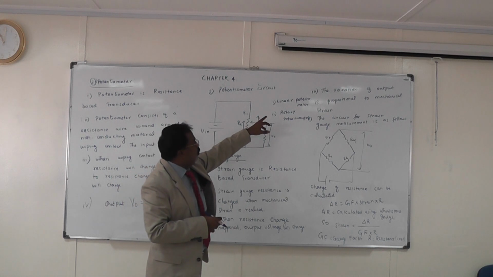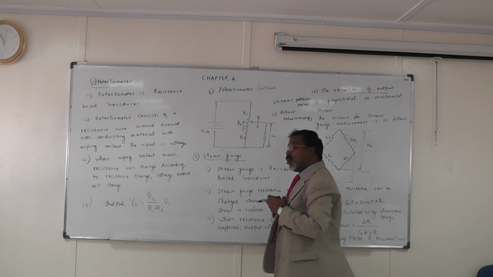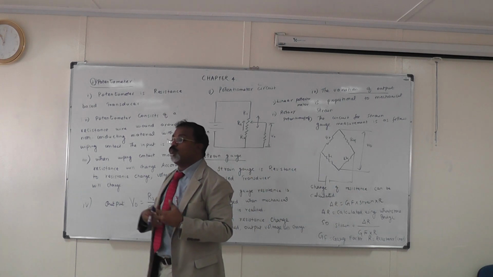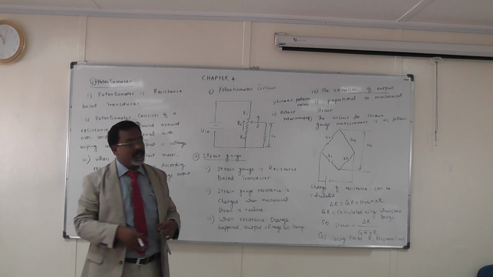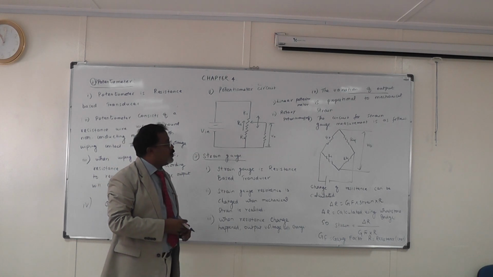See, the variation of output is proportional to mechanical strain. How much is the variation? More mechanical strain means more variation will occur. Less mechanical strain means less variation will occur.